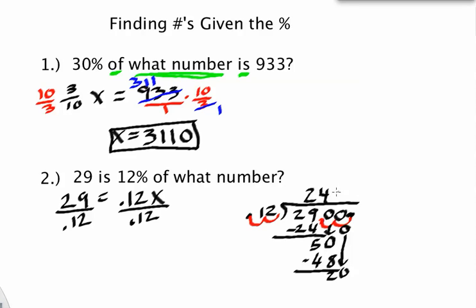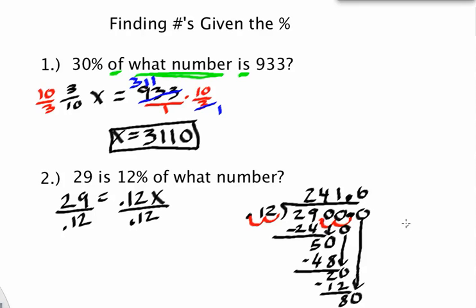12 goes into 20 once. That's going to be 8 after I subtract. I add another 0 after the decimal, and I bring this one down. 12 goes into 80 6 times. And here's where I got to add that decimal up top, right above its place right there. Goes into it 6 times.